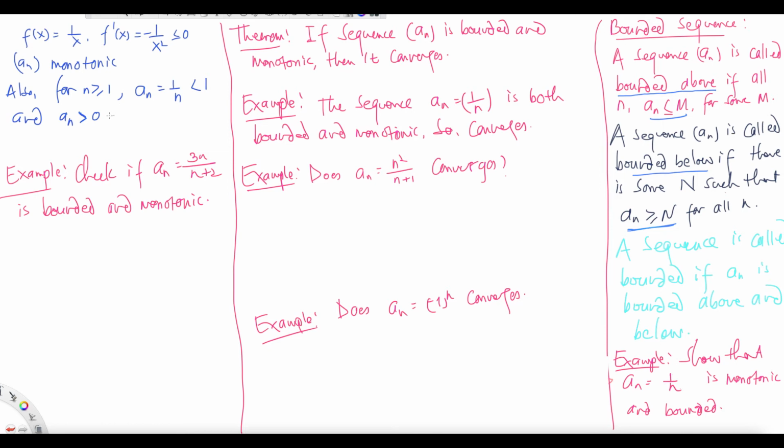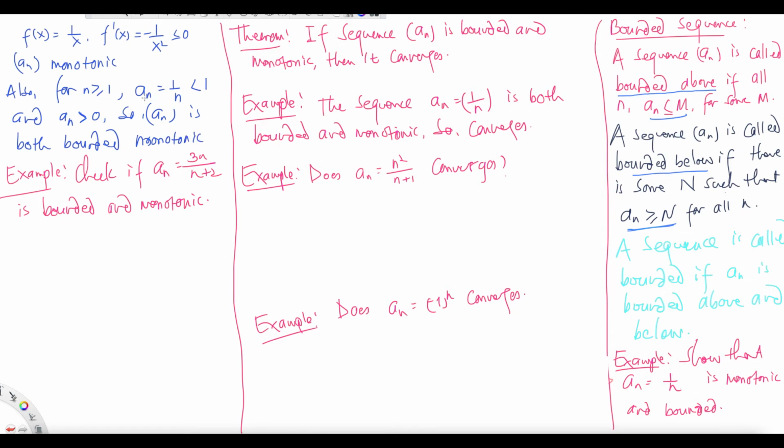So basically you can see that it is bounded above by 1 and it is bounded below by 0, right? So a_n is both bounded and monotonic. That's what we see.